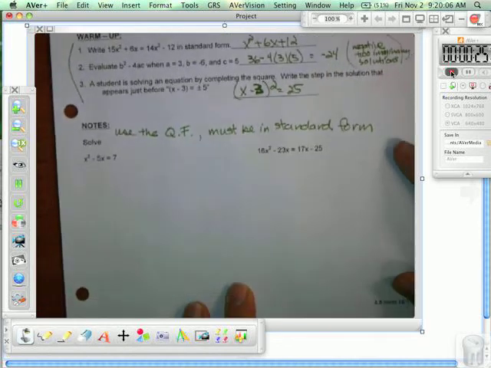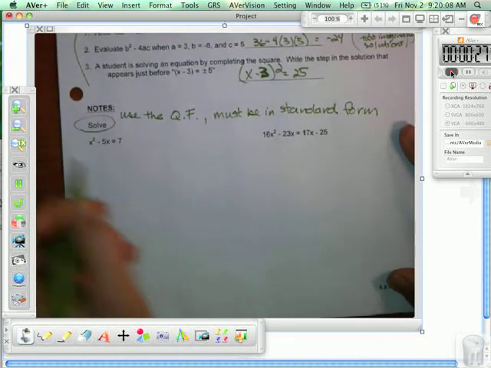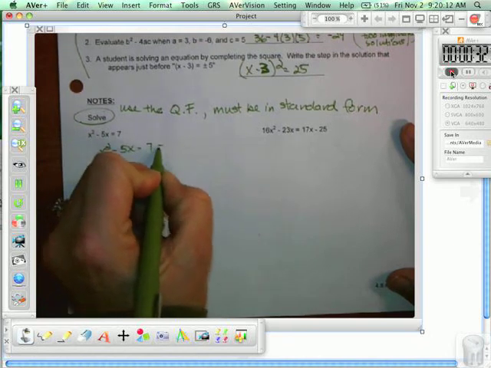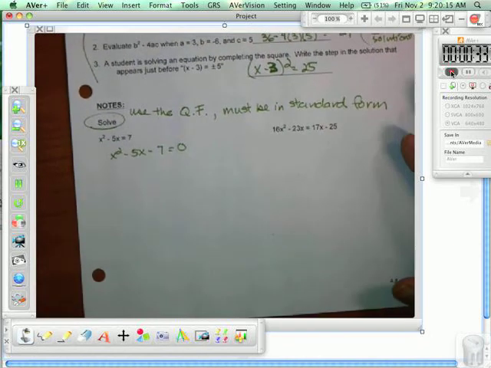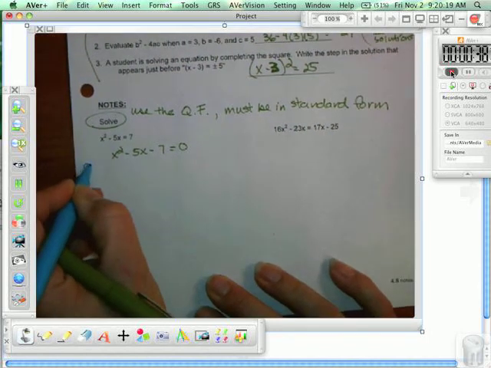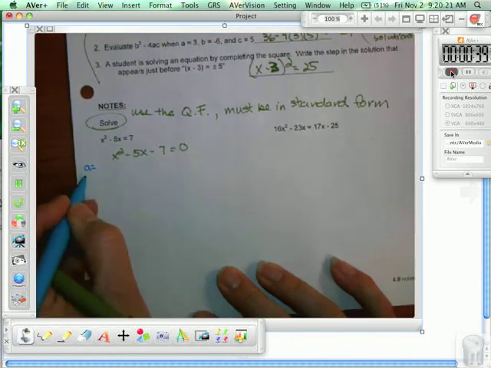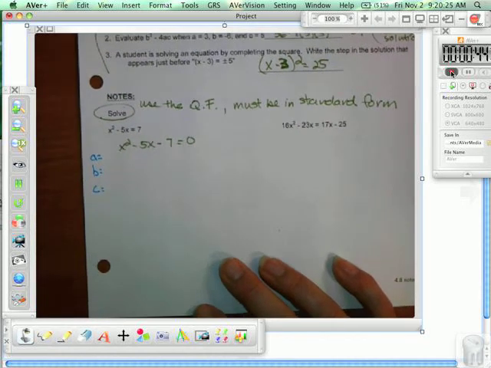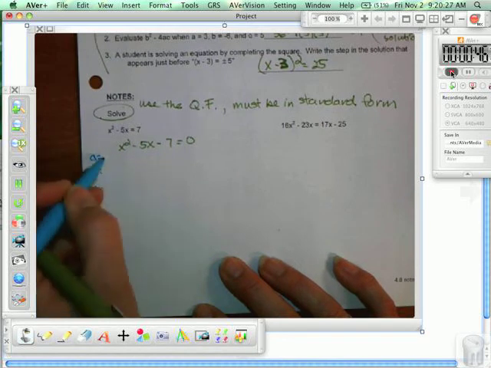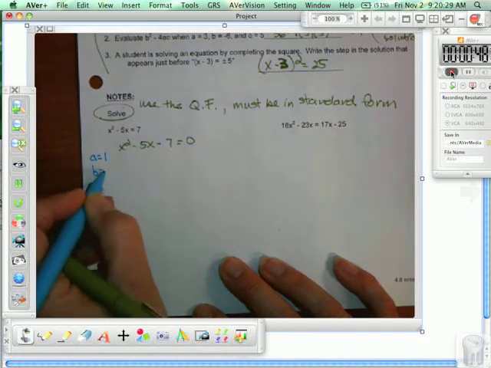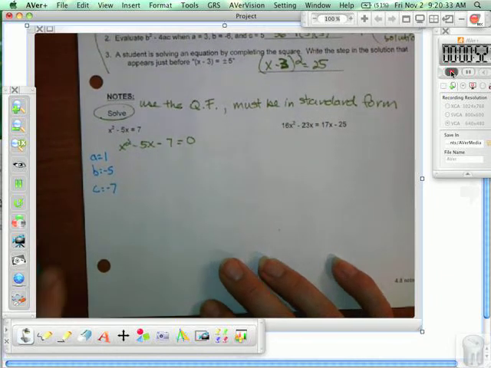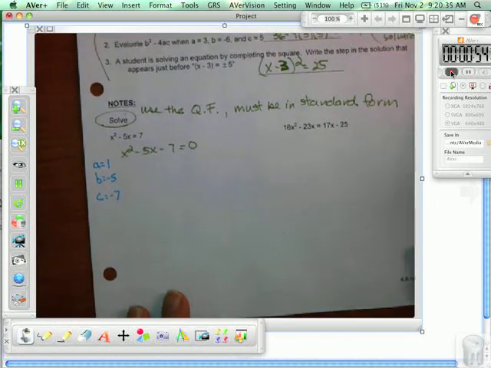So solving means you're going to solve for x. First thing we're going to do is set it in standard form. Now here's what I always do. Some people don't need to do this, but I find it helps keep me straight. I'm going to identify A, B, and C because that's what I got to plug into the quadratic formula. What is A? 1. What is B? -5. And what's C? -7.